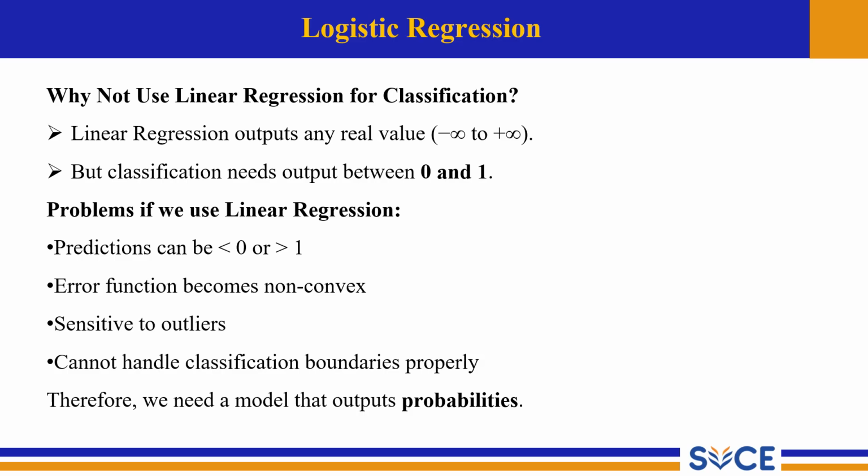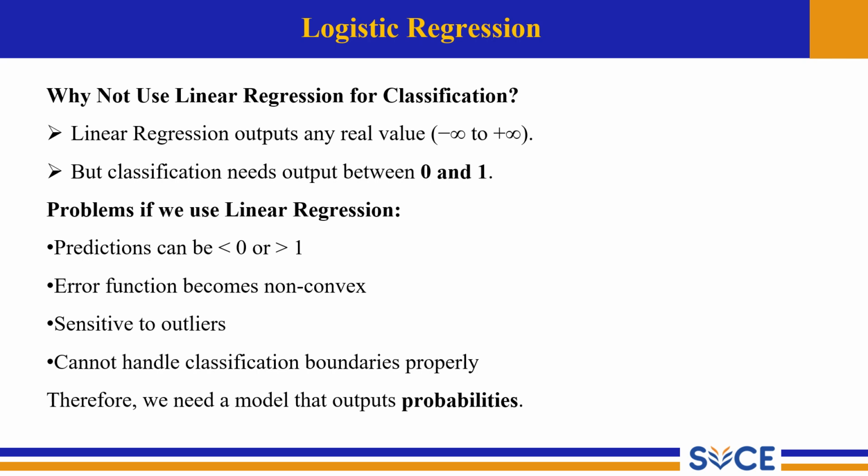Second one is predictions outside 0 and 1. As a result, predictions can fall below 0 or above 1. Imagine predicting that a patient has a probability of minus 20% of having a disease, or a 150% chance of being admitted. These values make no sense in a classification context.